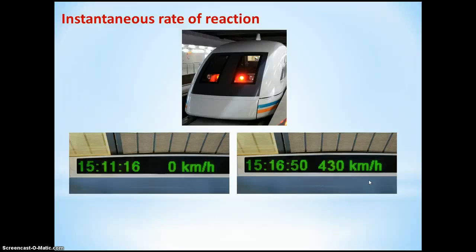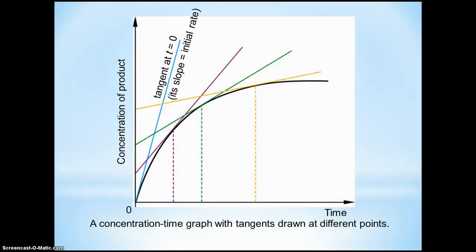So how can we calculate the instantaneous rates and the initial rates of a chemical reaction? Well, we can make use of the concentration time graph to help us. This is a typical concentration time graph of a product versus time. At the very beginning, this curve starts at 0 and then reaches a maximum point. That means the chemical reaction has ended here.